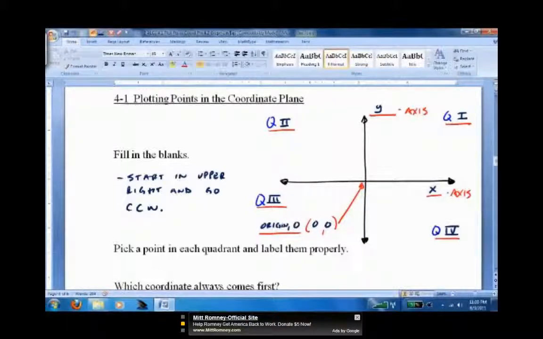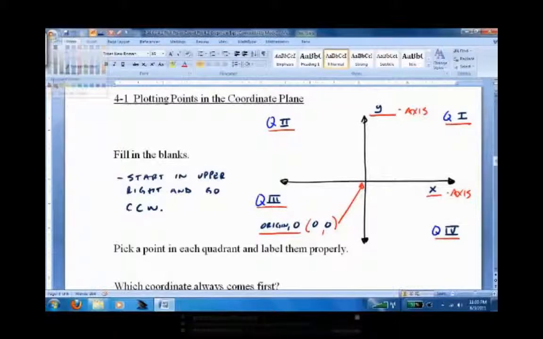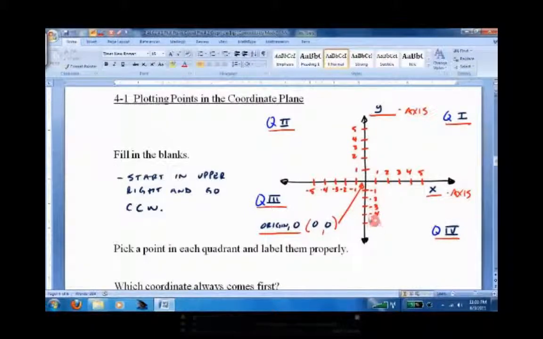So let's pick some points and label them. Well, first we need to make some tick marks. 1, 2, 3, 4, 5. 1, 2, 3, 4, 5. -1, -2, -3, -4, -5. -1, -2, -3, -4, -5.